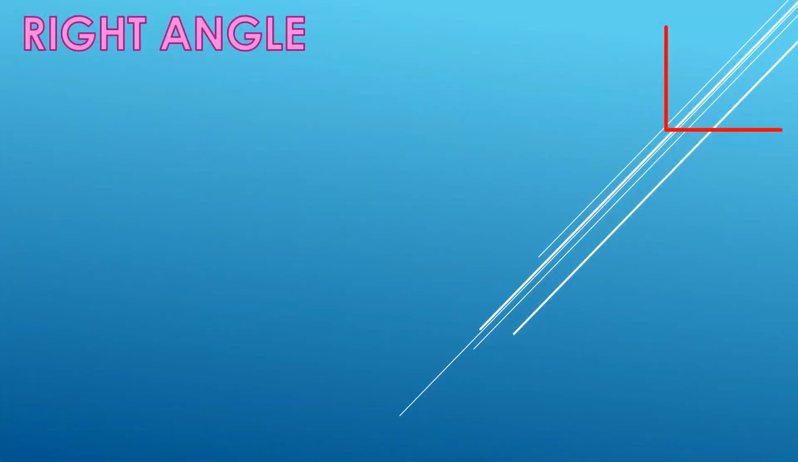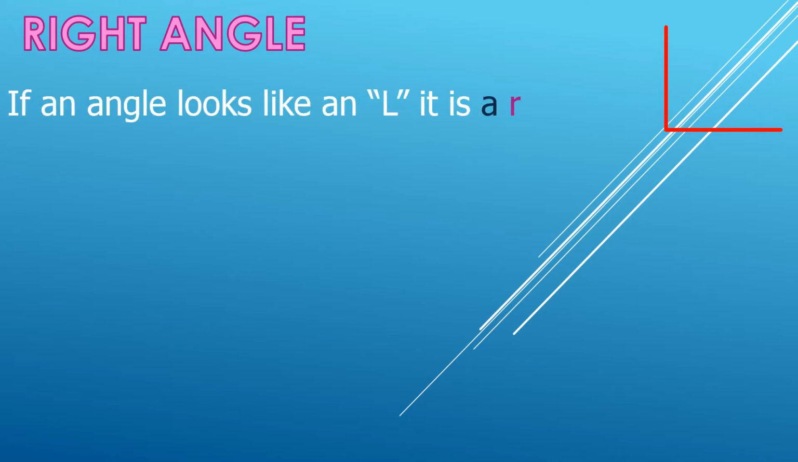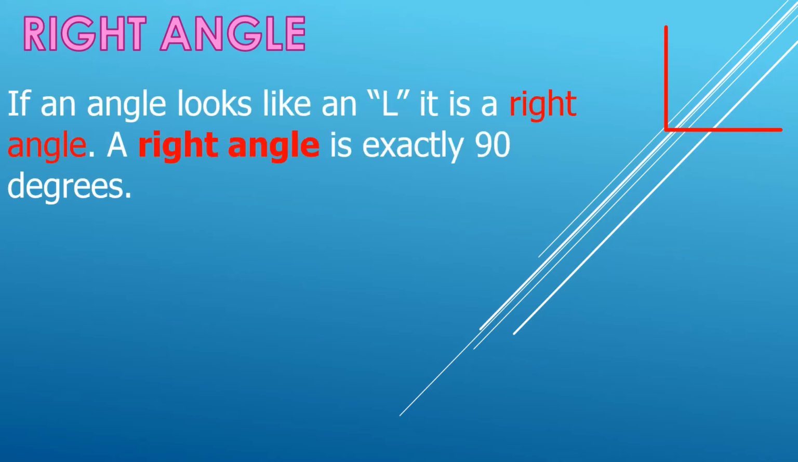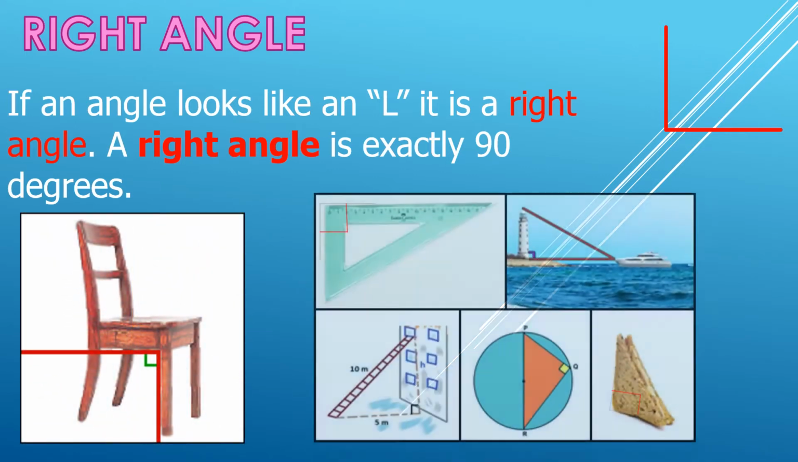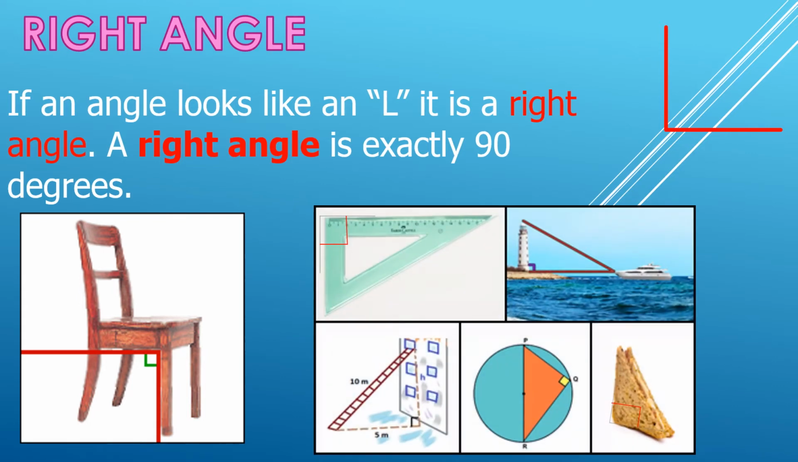Here you can see an angle in the shape of L. We can call it a right angle. It is a right angle. A right angle is exactly 90 degrees. You can see some examples of right angles which you come across in your daily life.